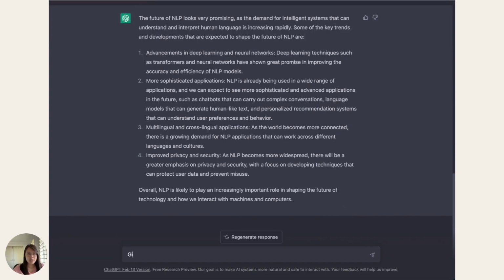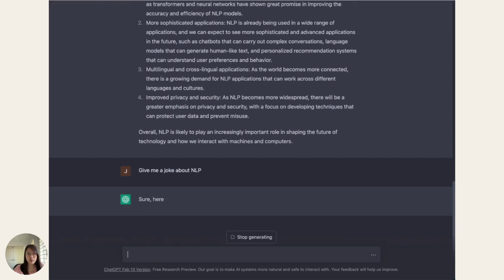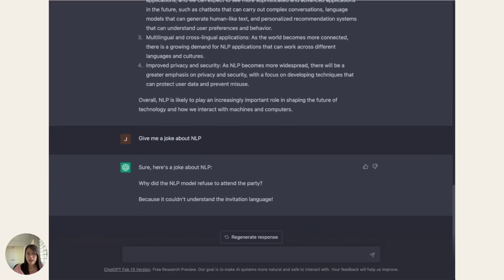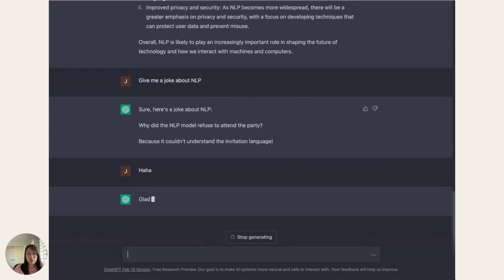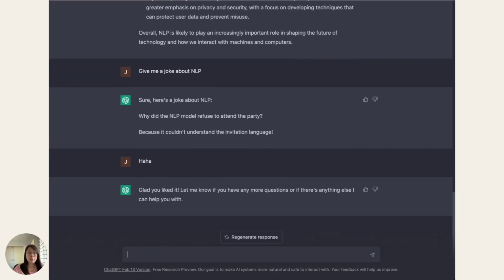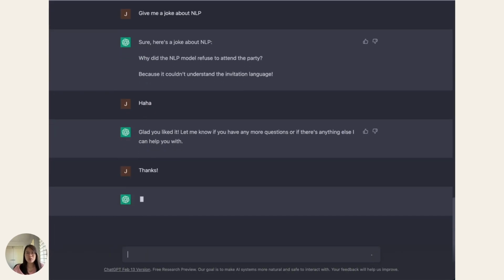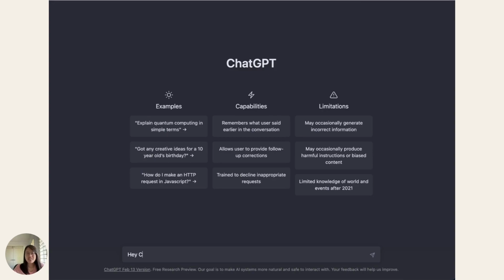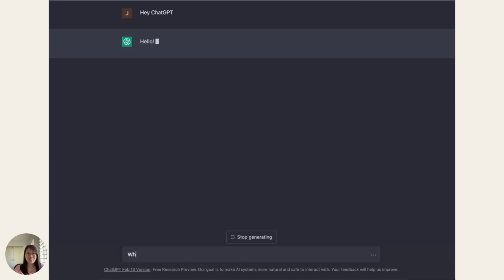So I'm asking ChatGPT what's the future of NLP, and it replies that the future of NLP looks very promising. And I'm even asking, well, give me a joke about NLP, and it replies, why did the NLP model refuse to attend the party? Because it couldn't understand invitation language. So it's even able to give me a joke. It's just like chatting with a friend, and that's very fascinating and interesting. So let's dive into this topic and ride on the wave early.